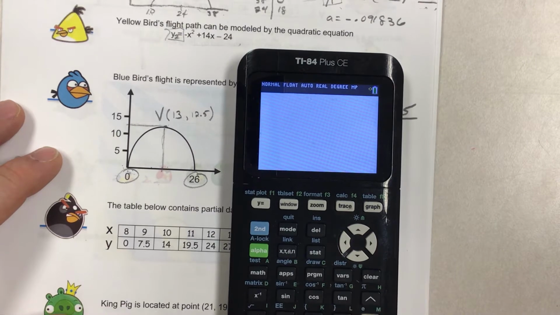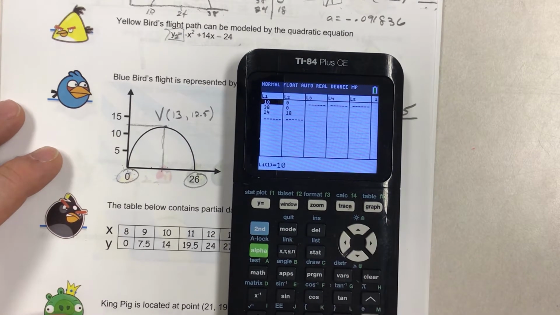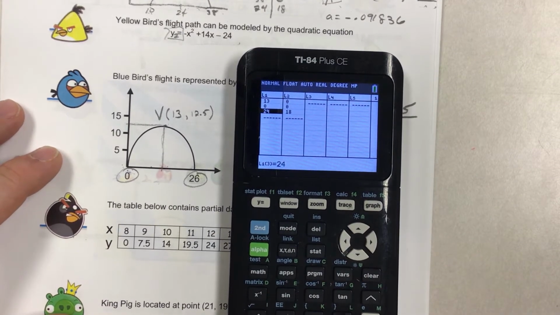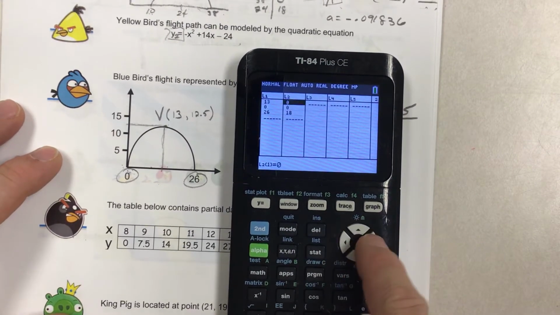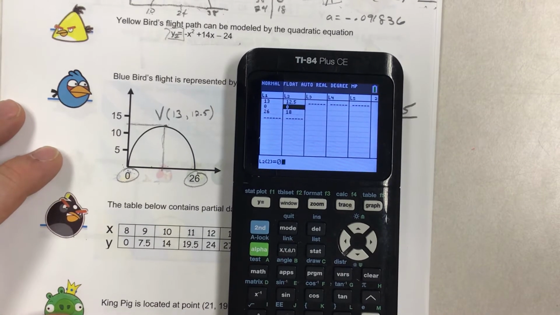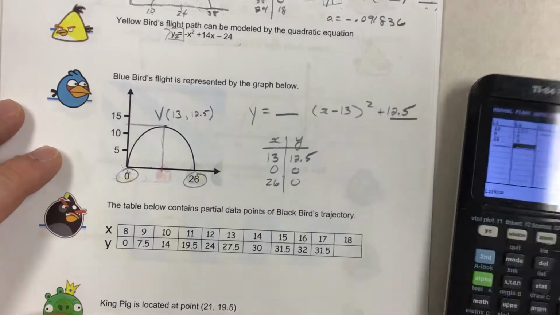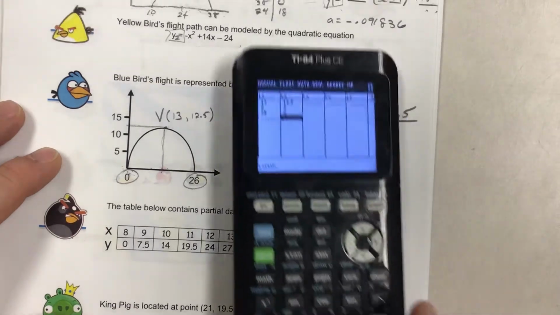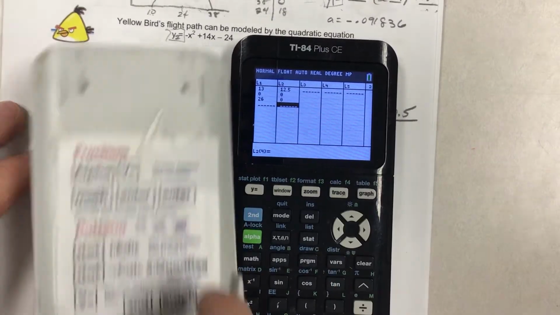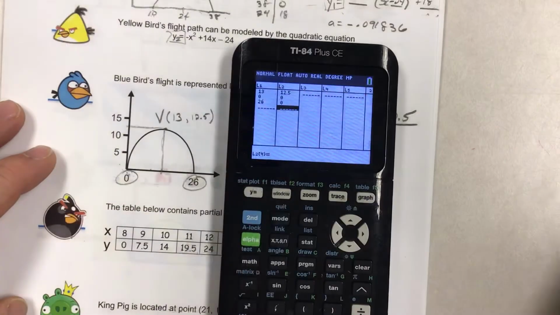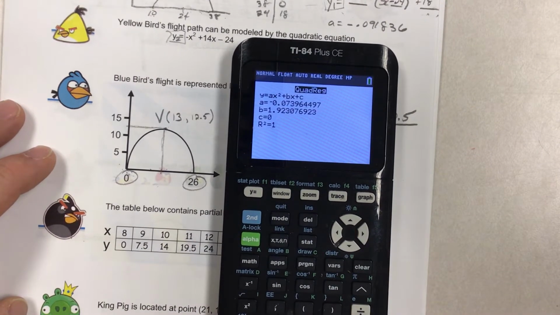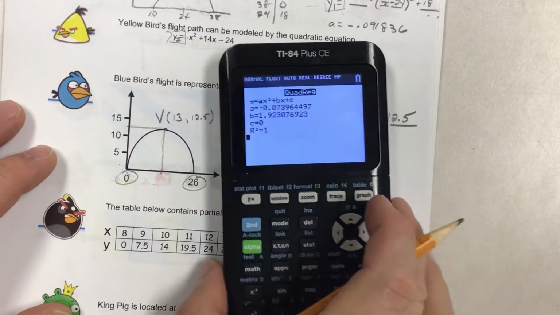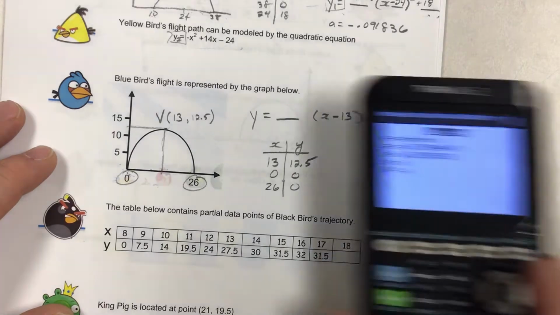Stat. Edit. 13, 0, and 26. Okay, 13, 12.5, 0, 0. All right. And then using my calculator, I have to scroll over to calculate. So stat, scroll over to calculate, down to number 5, make sure r squared is equal to 1. Yes, good. I entered it right, and the only number I want is the A, because that's the only thing I need. I've got everything else.